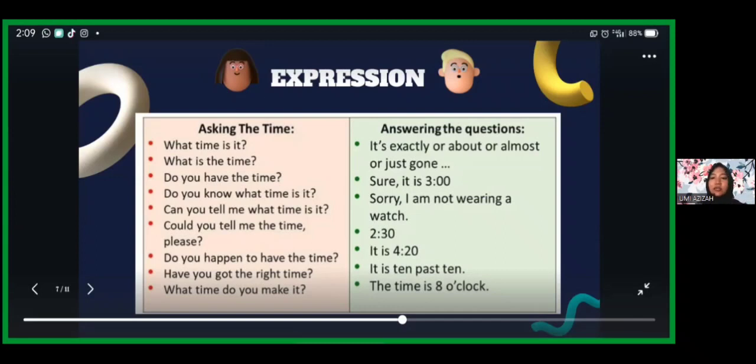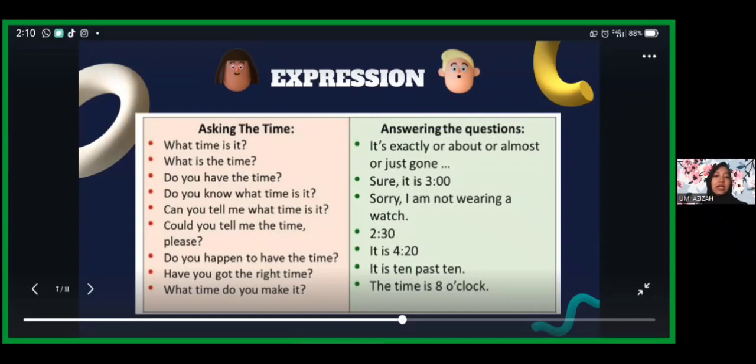It is 20 past 10, 20 past 4, it is 10 past 10, or the time is 8 o'clock. You can use all. In the time, it is your simple present or continuous tense. Continuous. But for example, sorry, I'm not wearing a watch. It is present continuous. And then for a simple present, yeah, it is 10. It is the simple present.